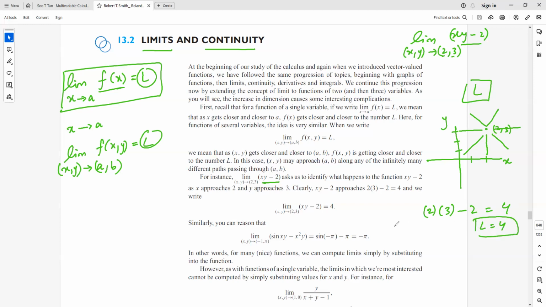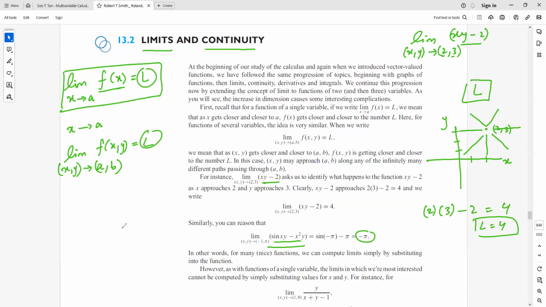All right. Similarly, we have one more example here. We can see that x comma y approaches -1 comma pi, and the function is given. We just need to plug in the values of x and y, and we will get the limit as -pi. So we know that the limit is -pi, and it exists, right?